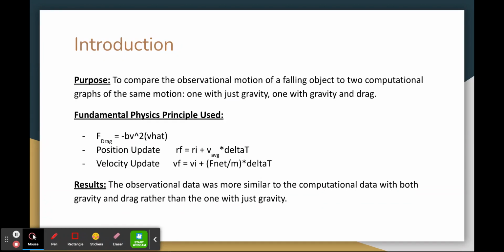The results of this experiment were that the observational data was more similar to the computational data with both gravity and drag rather than just with gravity.